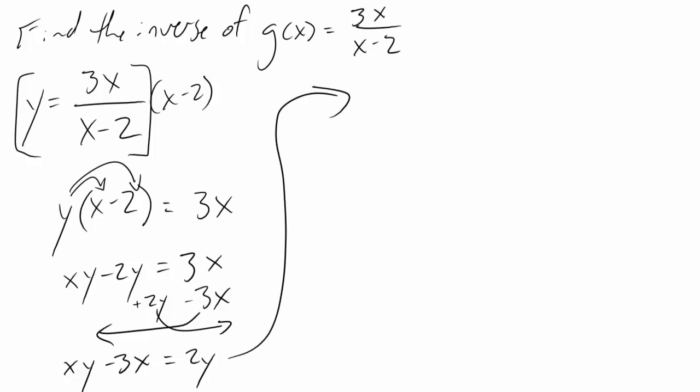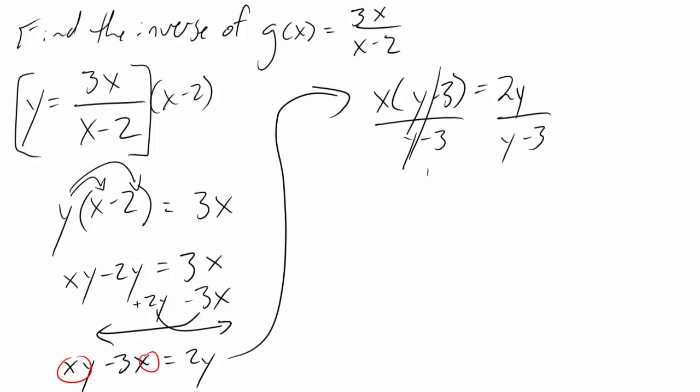No big deal. At this point now, on the left side, we want to factor out that common x, both here on the 3x and the x from the xy. So that leaves us with an x times the quantity y minus 3 to equal 2y. Then for our last step, to get the x by itself, we're going to divide both sides by the y minus 3. That goes away from the left side to leave us with x equals 2y over y minus 3.